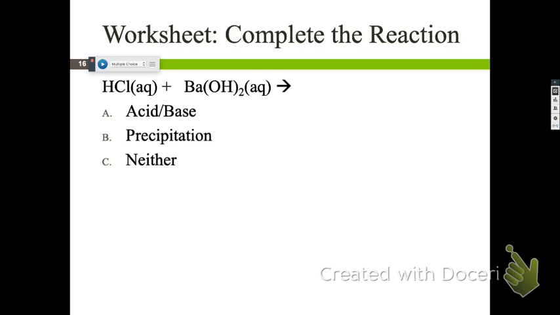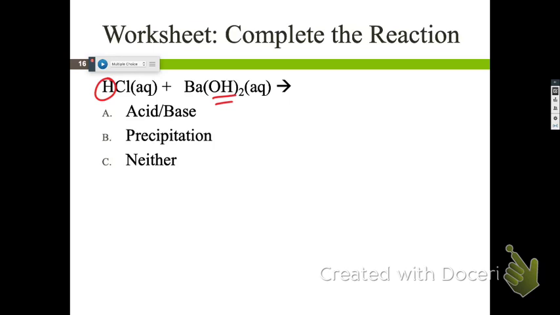So for this reaction here, what's the initial thought? Are we expecting this to be an acid-base reaction, a precipitation? Acid-base. Why? What do we recognize in this that might tell us it's an acid-base? The OH and the H. So HCl is one of our strong acids. I think you guys might have heard of those. And then we have hydroxides.